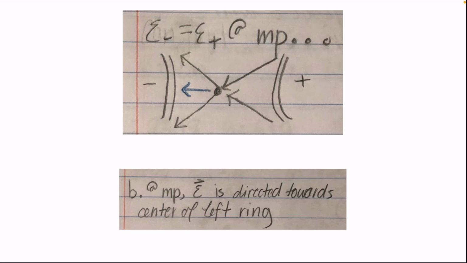Part B is essentially just asking us to decide what direction the electric field is pointing. You can see that in that really rough picture, again, those vertical components cancel out, and once again, the positive ring and the negative ring end up adding in the direction of the negative ring. So that electric field is going to be directed directly towards the center of the left ring.